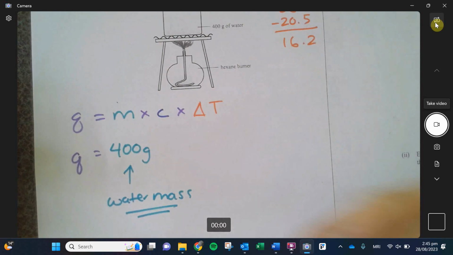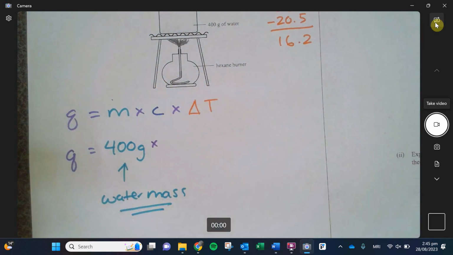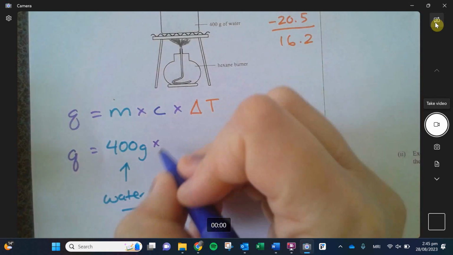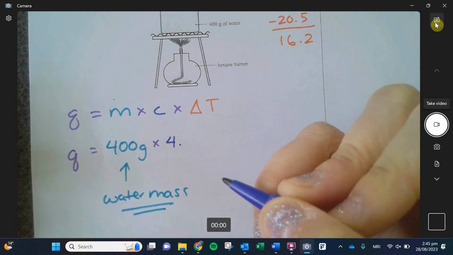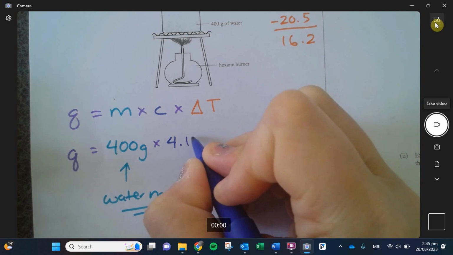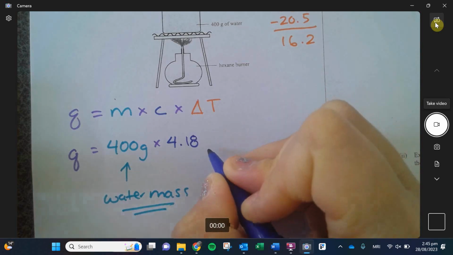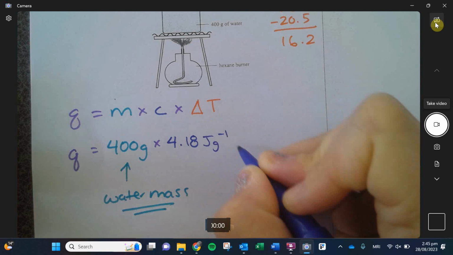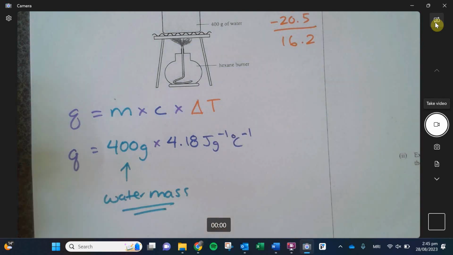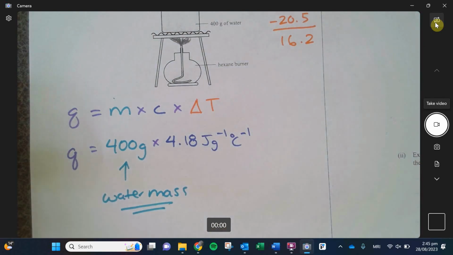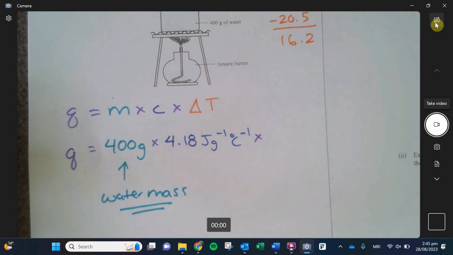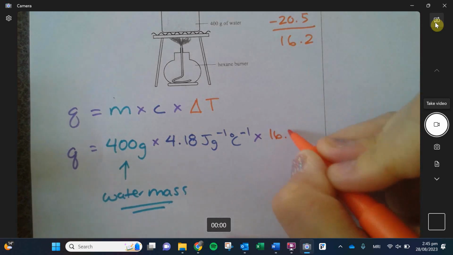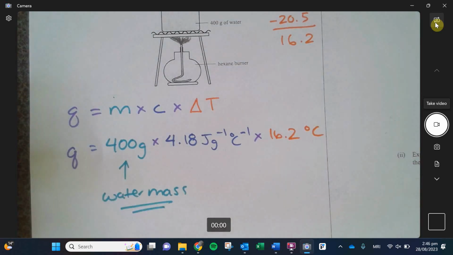I then multiply it by the heat capacity of water. This is going to be a constant. Again, they will give this on your resource sheet or in the question. You're going to be using this for all your questions. Even if they give you a solution, they're going to say assume the heat capacity of water, so you don't have to worry about using a new number. It's going to be 4.18. And the units for that is joules per gram per degrees Celsius. I like to include all my units so that way I can cancel them out and make sure I've done my calculations correctly. And then we multiply by the temperature, which is 16.2 degrees Celsius.